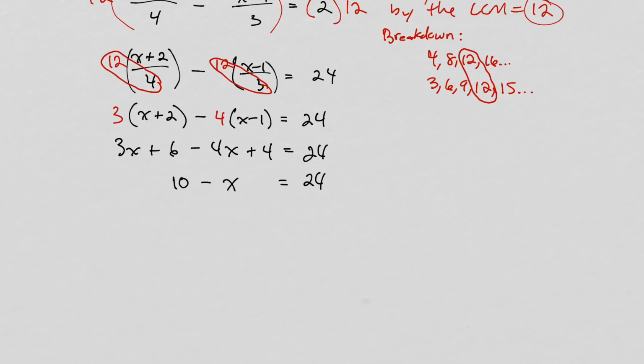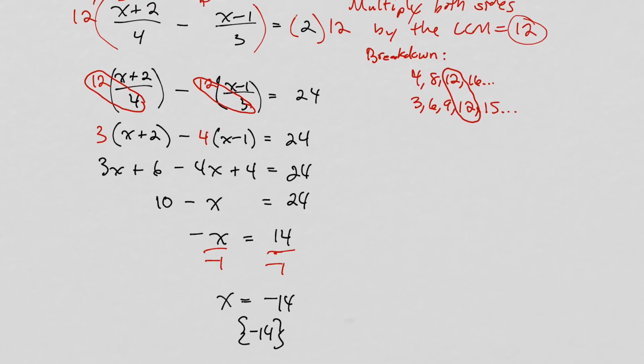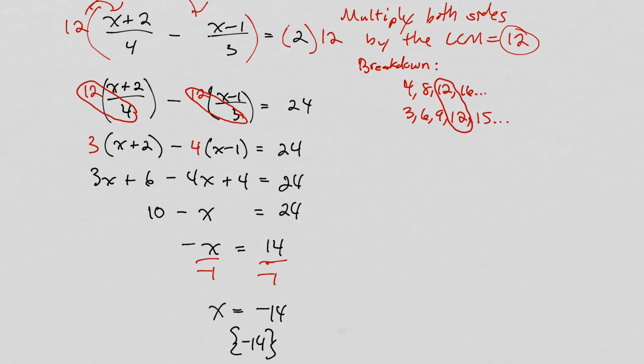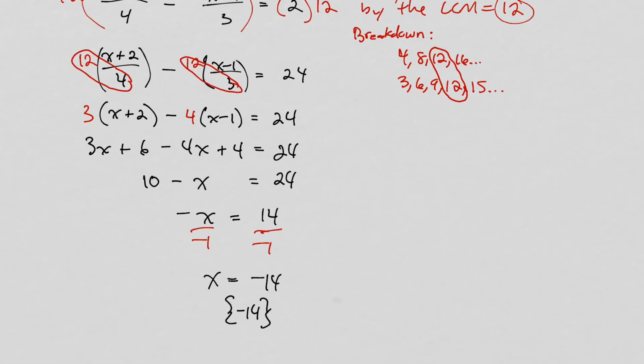And then we're going to get this scenario. And then divide both sides by -1, or just do that in your head. And we get -14. Okay. Now this is a pretty difficult equation, because of the fractions, a lot of steps. So we want to go ahead and check this, okay? Again, you're welcome to use technology. I'm going to do it the old-fashioned way.